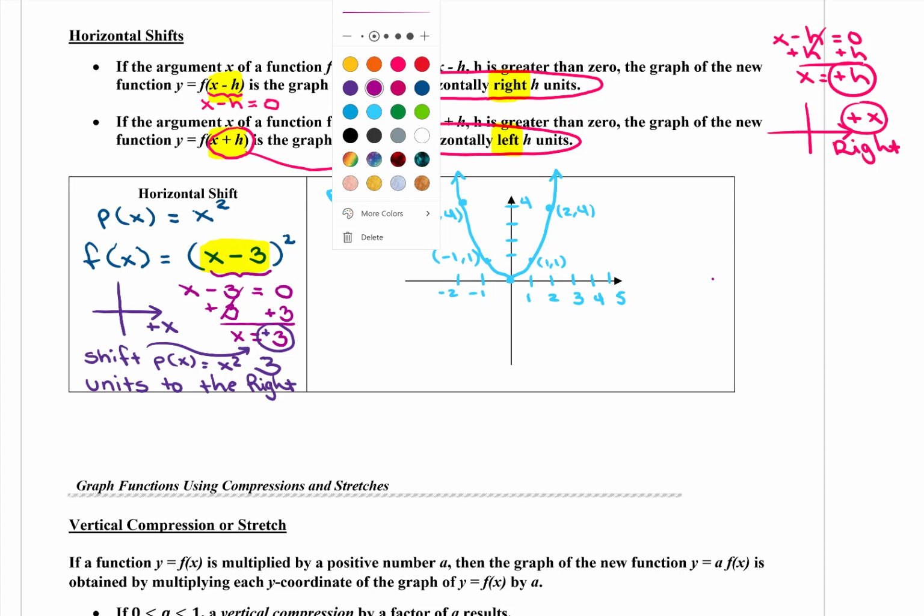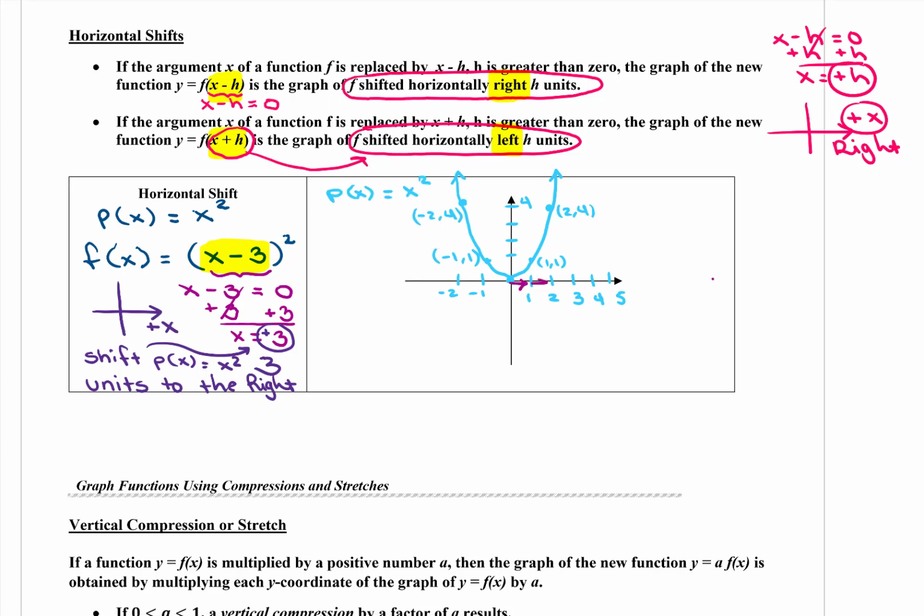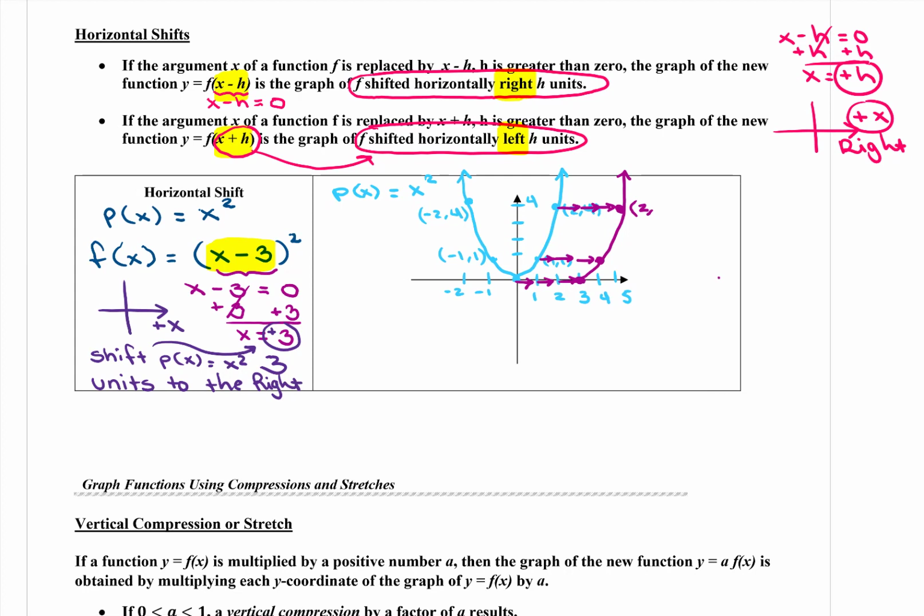Now that I labeled them, we're ready to go ahead and graph our transformation. So we have transformed our parent graph by shifting this to the right 3 units. Every point is going to be shifted to the right. So I'm going to start off here with the vertex. And then I'm going to do this point here that was at 1, 1 over 3 units. And then this point here at 2, 4 over 3 units. And there goes, that's half of our parabola.